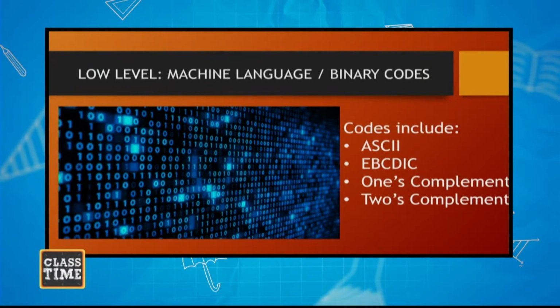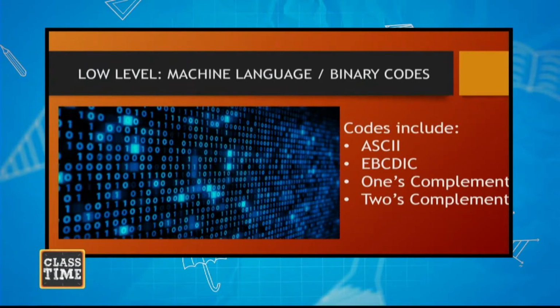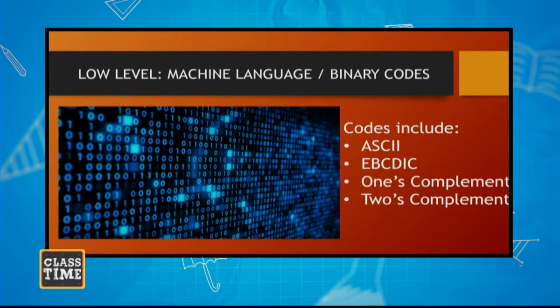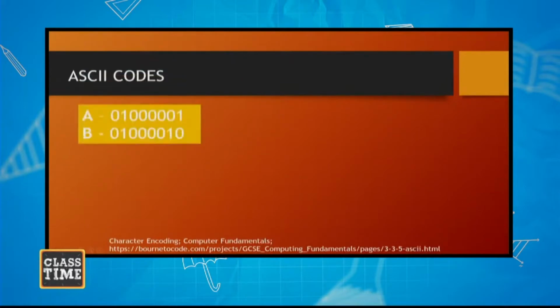These codes, of course, had to be interpreted by the persons writing the code themselves, or the persons writing the code had to know what these codes were like. Let me just show you quickly what that means. Here is the ASCII code for capital A. It's 0, 1, then 5 zeros, then another 1. And capital B is 0, 1, 4 zeros, 1, 0.